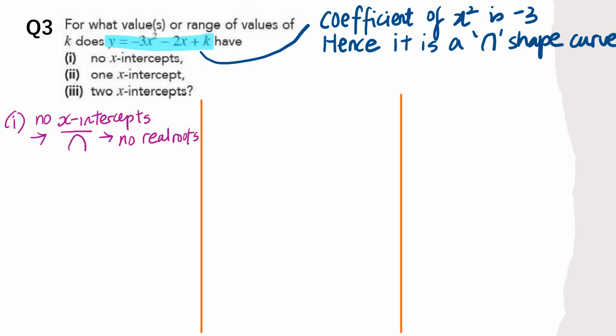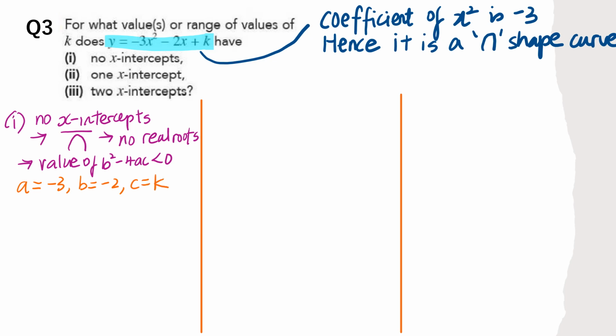And if you have no x-intercept, the curve will look like what you have shown on the screen. It does not touch the x-axis. It's entirely below the x-axis. So in this case, it has no real roots. So you can relate it. How are you going to relate it to the values of b squared minus 4ac? Yes, the value of b squared minus 4ac will be less than 0. So that's precisely what we're going to do.